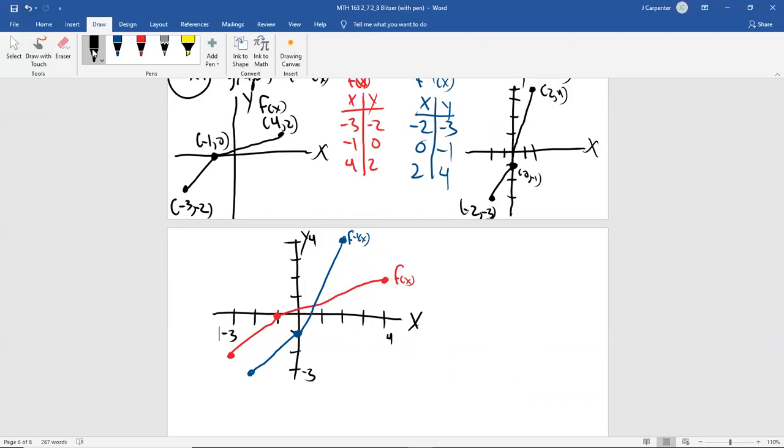And then here's the line y equals x. It goes to the origin, 1, 1, 2, 2, 3, 3, however many points you need.